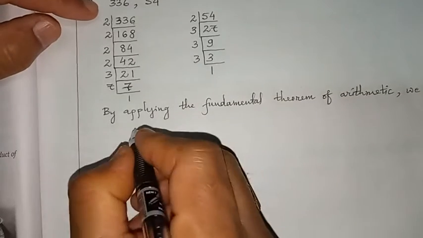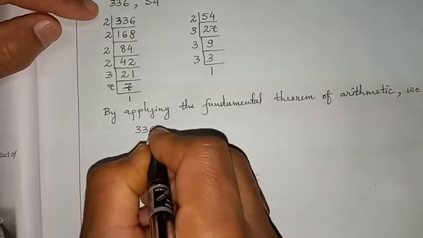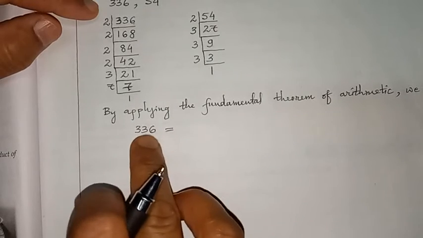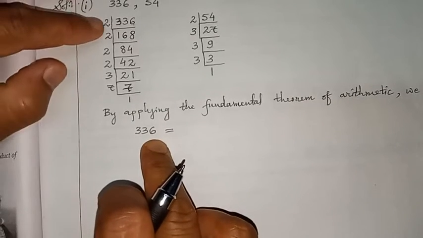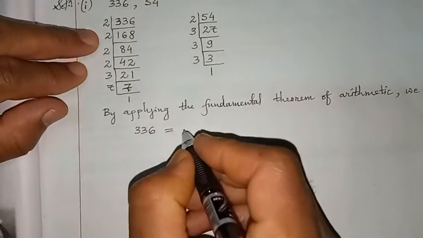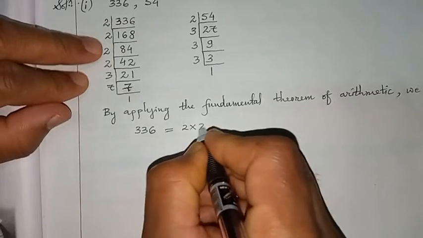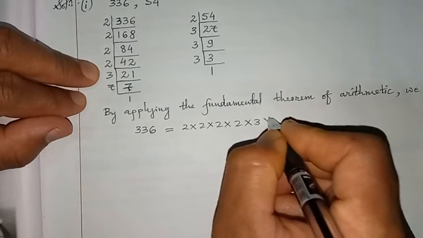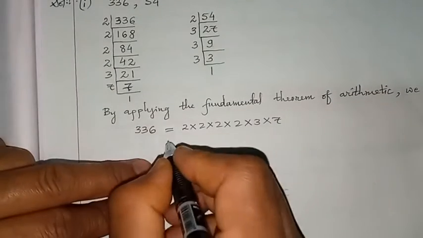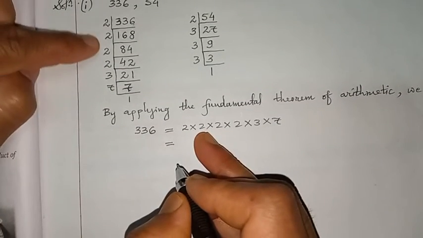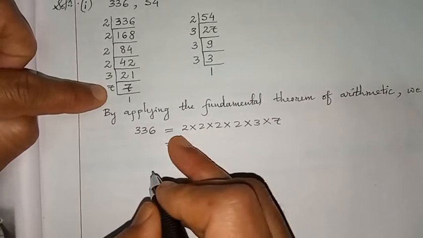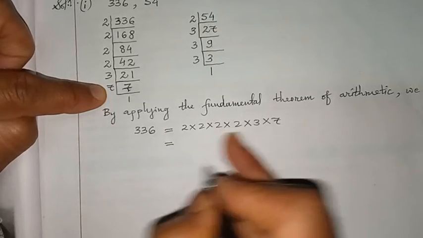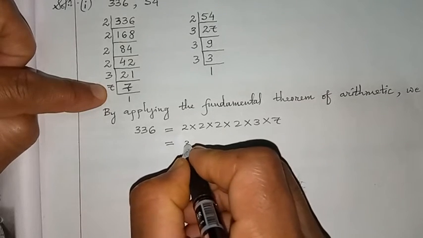This 336. You know, the fundamental theorem of arithmetic says that every composite number can be expressed as a product of prime numbers. So this I can write as prime numbers: 2 into 2 into 2 into 2 into 3 into 7. So now we'll express this product as the product of primes with the powers.